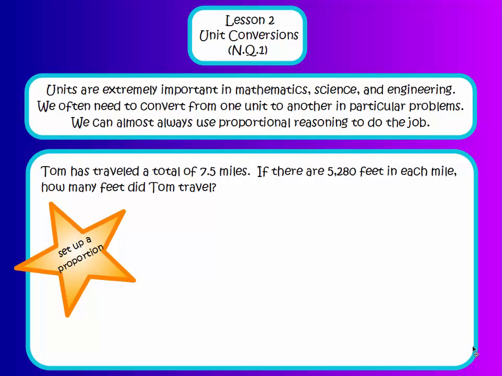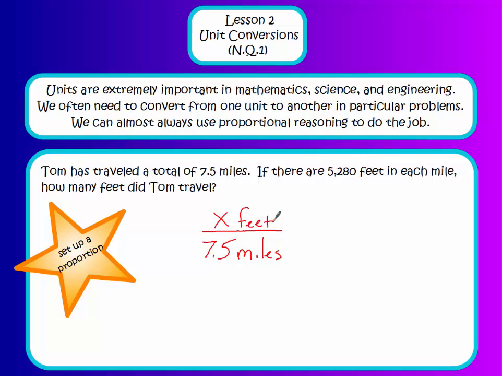Tom has traveled a total of 7.5 miles. If there are 5,280 feet in each mile, how many feet did Tom travel? So the first thing I like to think about here is what are the things that are being related? Well, we have a total amount of miles at 7.5, right? So I have 7.5 miles. I'm trying to figure out how many feet are in that many miles. So I don't know how many feet.